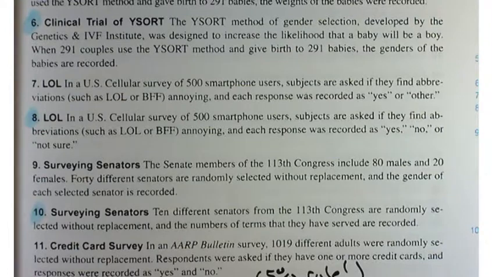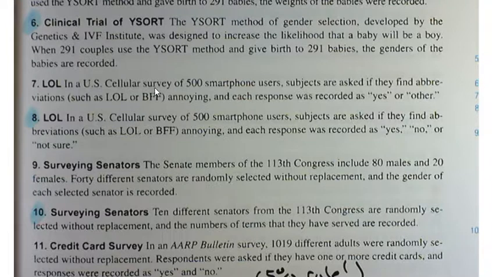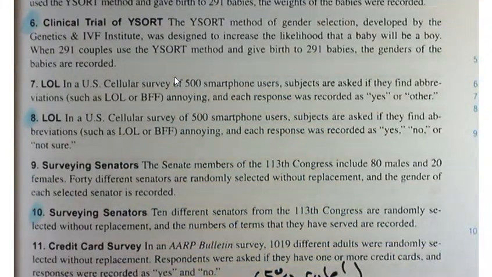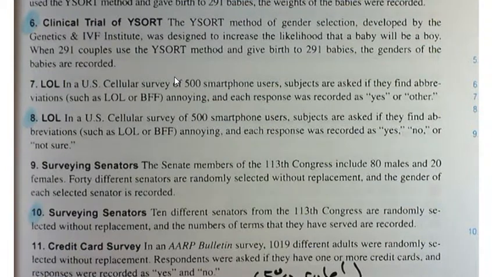Clinical trial, the Y-sort method of gender selection developed by the Genetics and IVF Institute was designed to increase the likelihood that a baby will be a boy. When 291 couples use the Y-sort method and give birth to 291 babies, the genders of the babies are recorded. So the question is, is this going to be a binomial random variable? Are the results of this trial going to represent a binomial random variable?